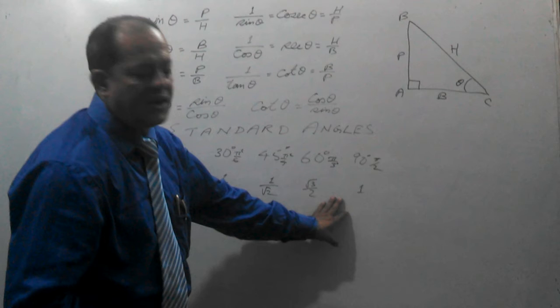Similarly, from here only we can write tan A minus B, which is equal to tan A minus tan B over 1 plus tan A tan B. Right?